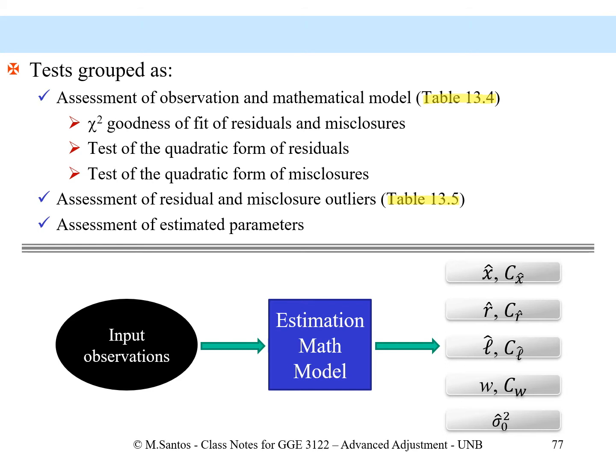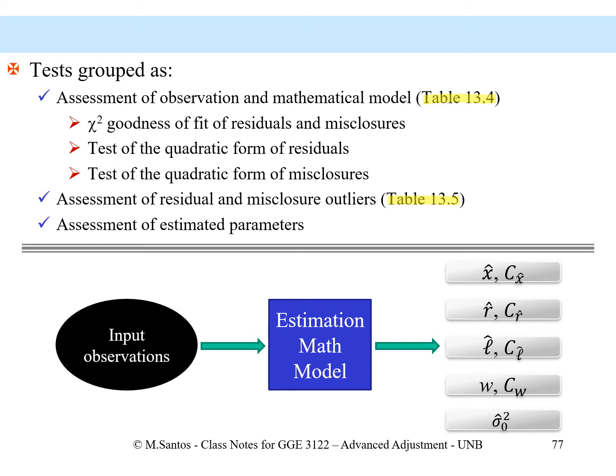Test of the quadratic form of the residuals. In this test, essentially, we're going to look into the compatibility between the a-priori variance factor and the a-posteriori variance factor, and a test of the quadratic form of misclosures. Table 13.5 talks about assessment of residuals and misclosure outliers, and assessment of estimated parameters.